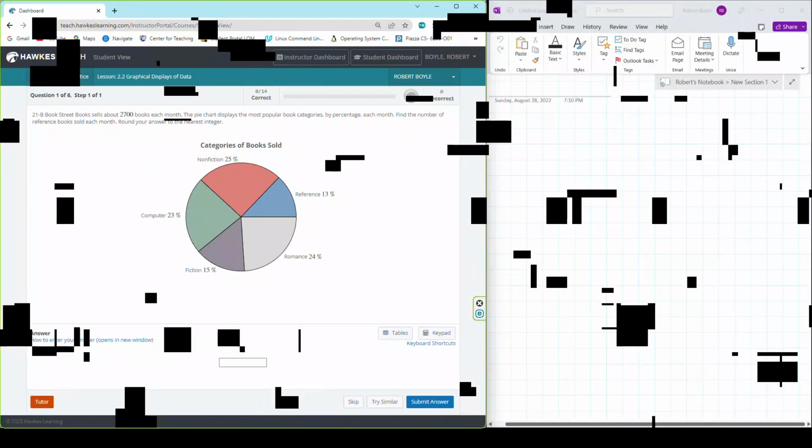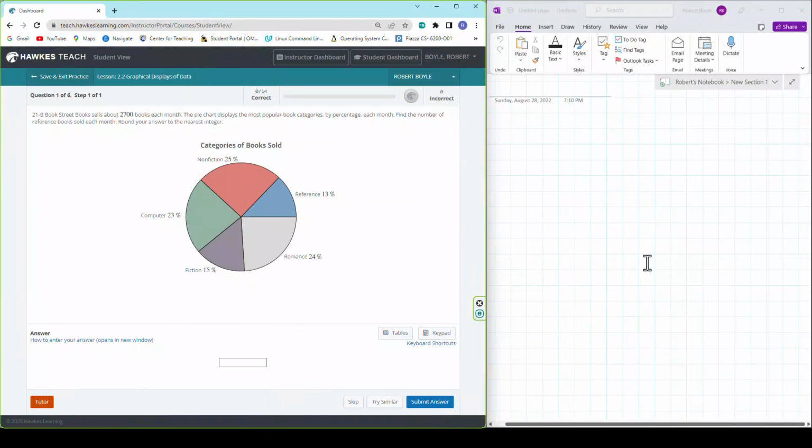And that concludes the first part of this video. In the second part of this video, we are going to go over the homework. Okay, and here we are. Here I have Hawks on the left-hand side and OneNote on the right-hand side where I can do a few calculations. And this is our very first problem.